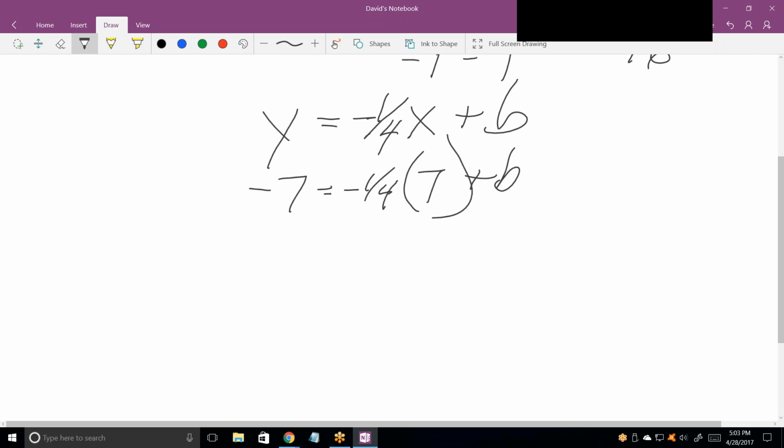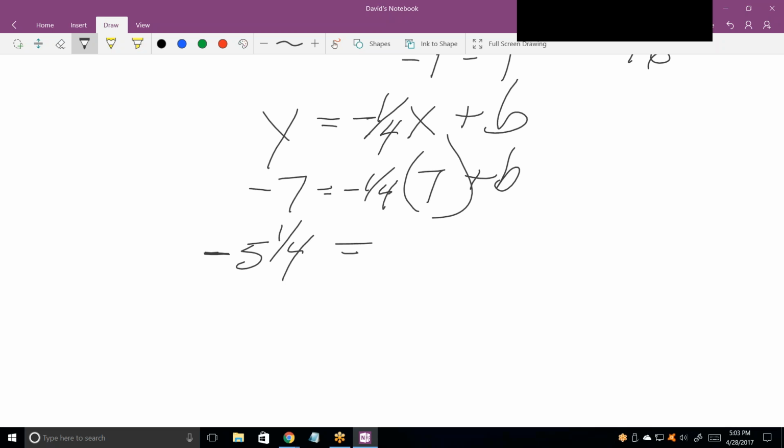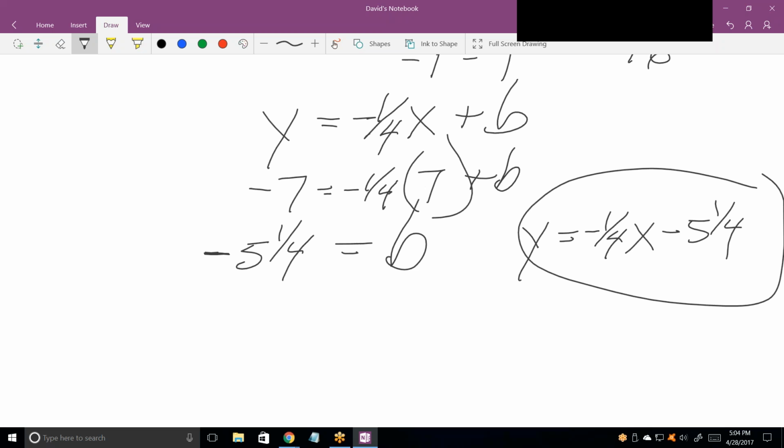So let's see, what is that? -5 1/4 equals b. Now we have the whole equation: y equals -1/4 x minus 5 1/4. There's the equation of that line. What is b? b is the y-intercept. Now, there's another way to do it.